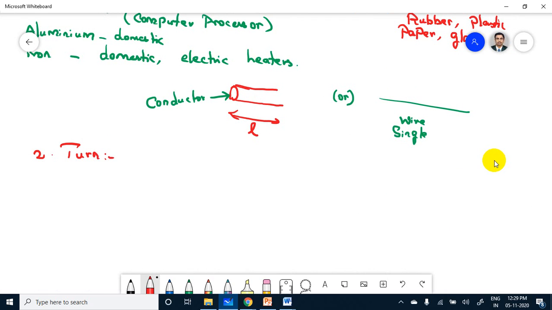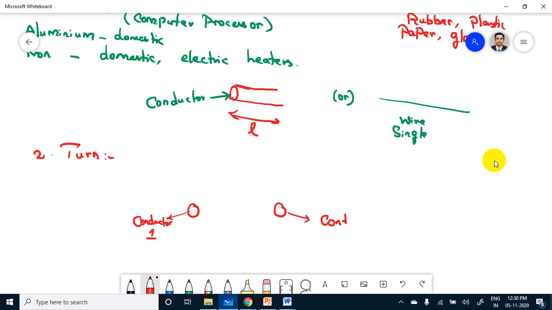T-U-R-N. A turn means a conductor in one slot connected to another slot. This is the conductor. Okay, this is a conductor. One. So this statement also you should remember. This is a conductor, you know it. One.